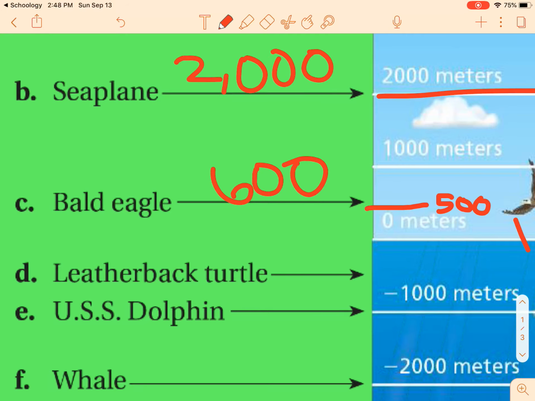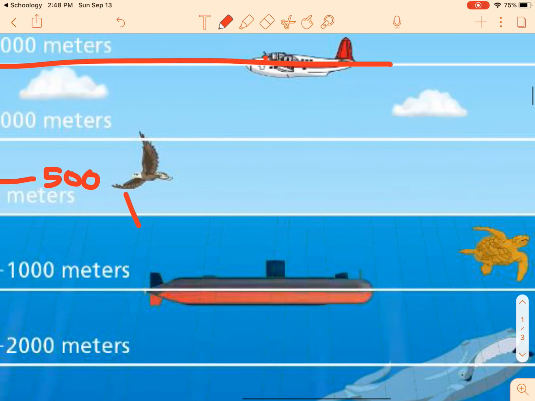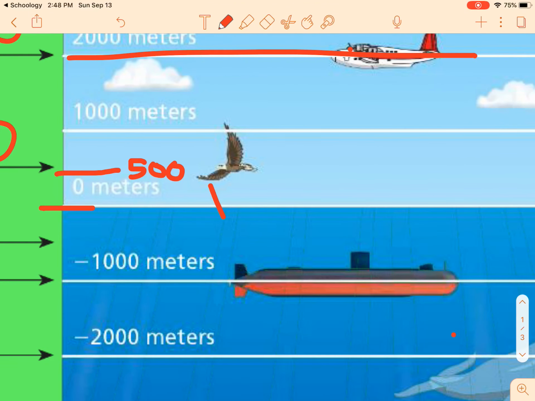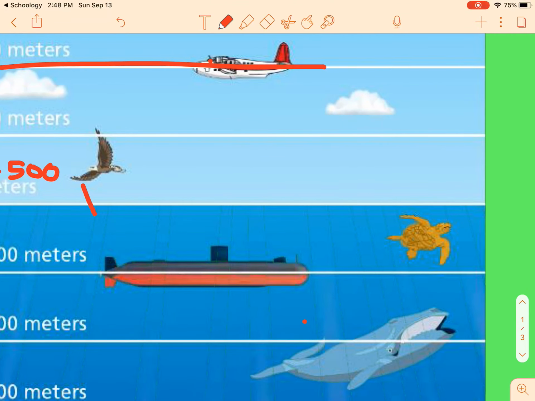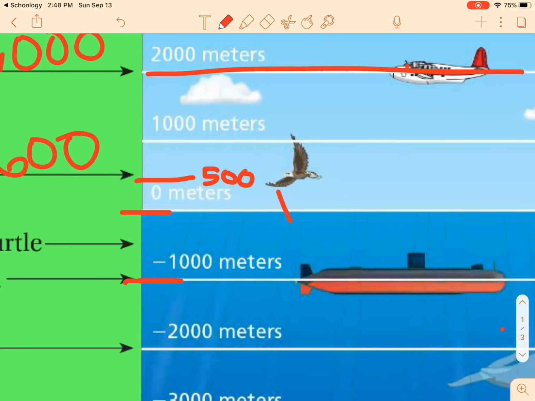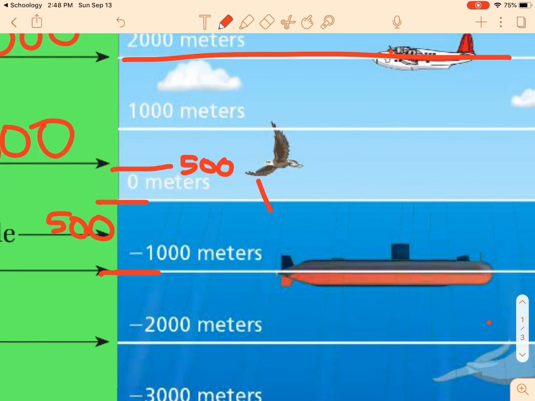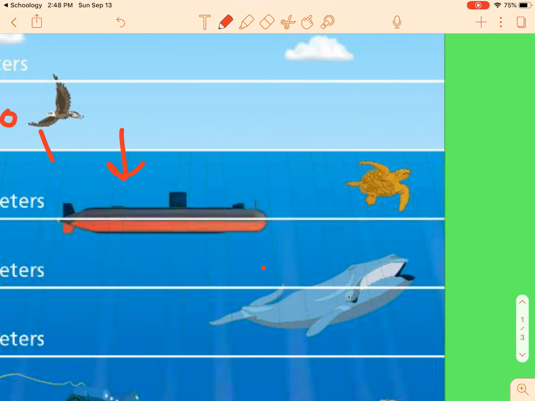Now letter D is talking about the leatherback turtle. So here's our turtle. If we look, right here is 0, right here is negative 1,000. I would say the turtle is somewhere in the middle, wouldn't you? So I would say it's about 500. Is it positive or negative? Right, it's negative because it's below the surface. So this line right here was 0. Anything below that is negative.